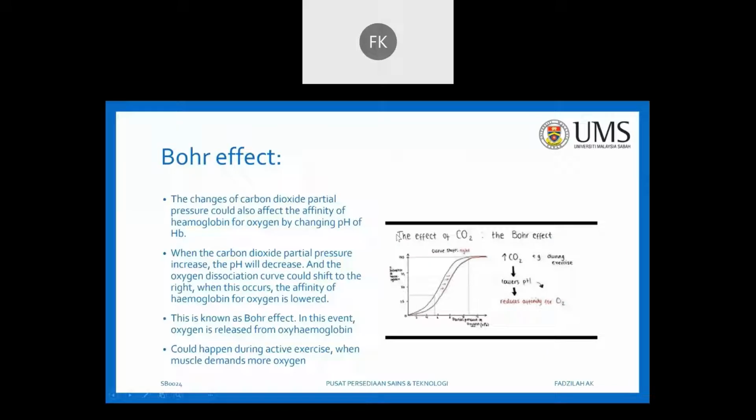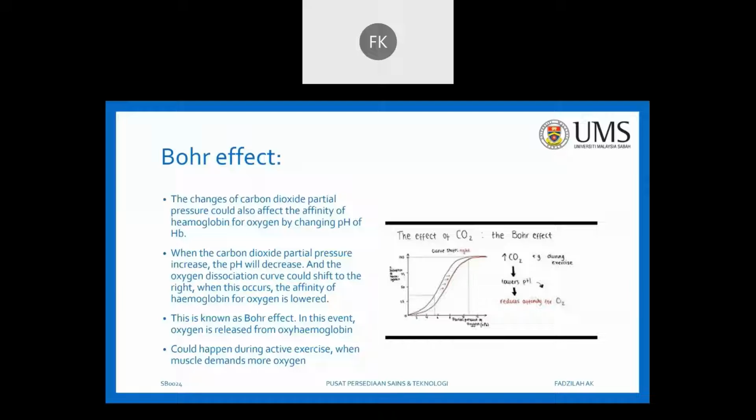Okay, Bohr effect. There is an event that we call the Bohr effect, or the effect of carbon dioxide concentration. The changes of carbon dioxide partial pressure could also affect the affinity of hemoglobin for oxygen by changing the pH of hemoglobin. When the carbon dioxide partial pressure increases, the pH will decrease, and the oxygen dissociation curve could shift to the right side. And when this occurs, the affinity of hemoglobin for oxygen is lowered. This is known as the Bohr effect.